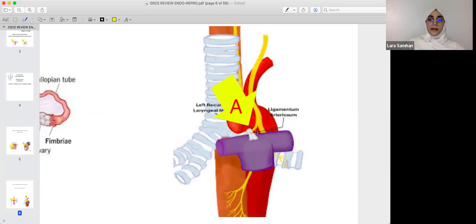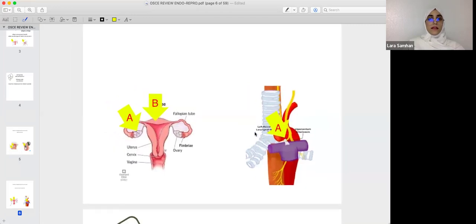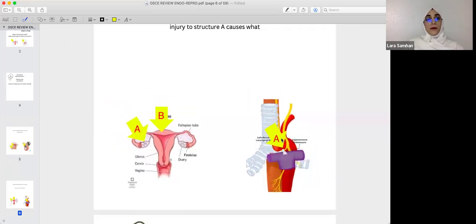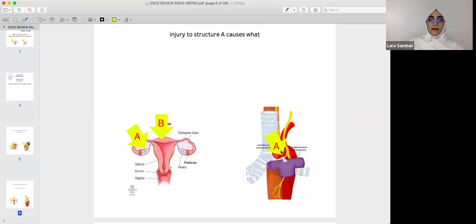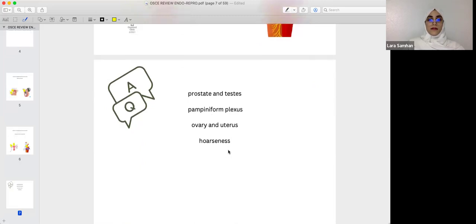So as we said, this is the recurrent laryngeal nerve. If we have any injury to the recurrent laryngeal nerve, because it innervates the vocal cords, the patient will actually present with hoarseness of the voice. So once we have a patient who presents with hoarseness of the voice, we might predict that there is an injury to the recurrent laryngeal nerve. So we should first know that structure A is the recurrent laryngeal nerve, to know that if we have injury to it, hoarseness of the voice will be produced. Okay, perfect. And those are the answers as you correctly said.